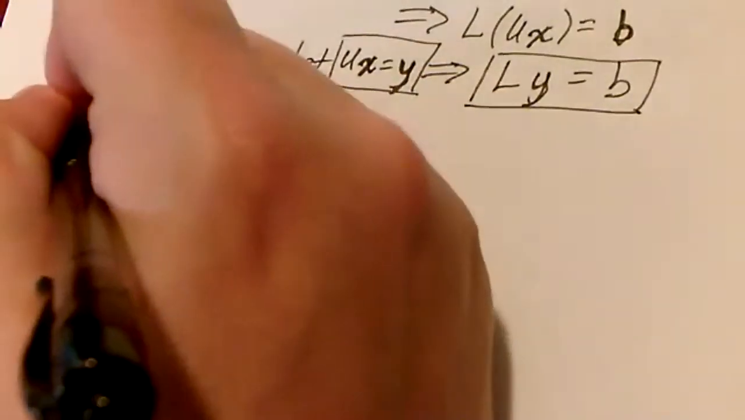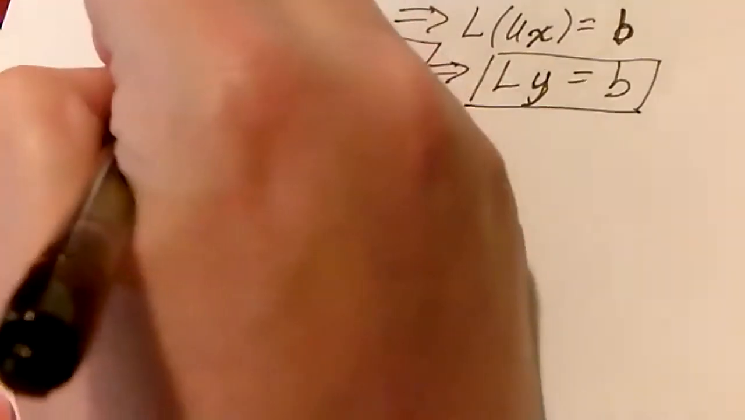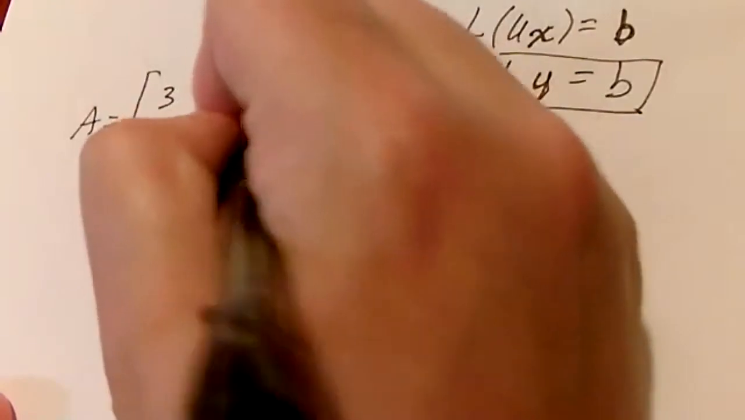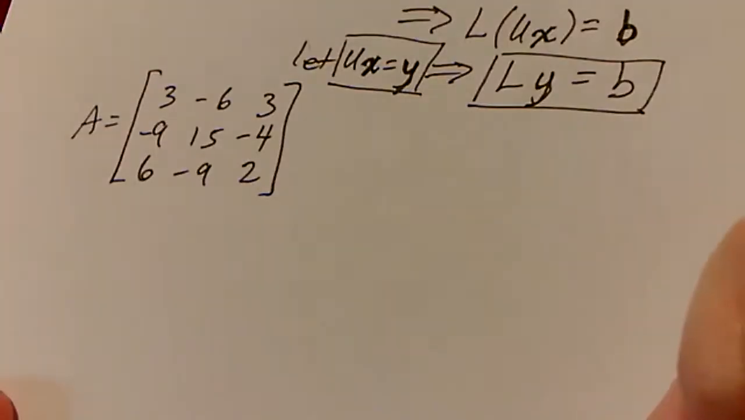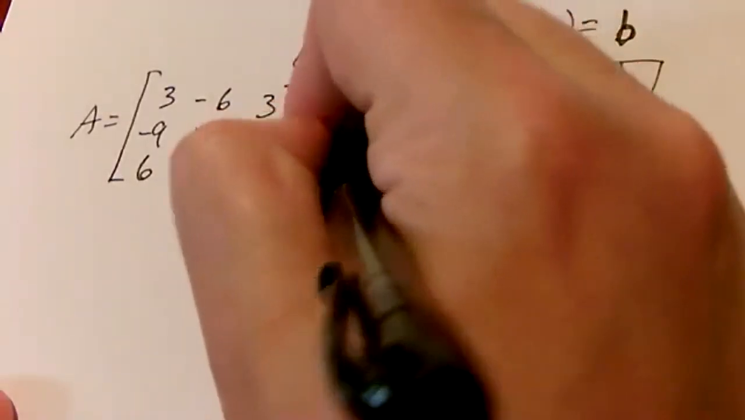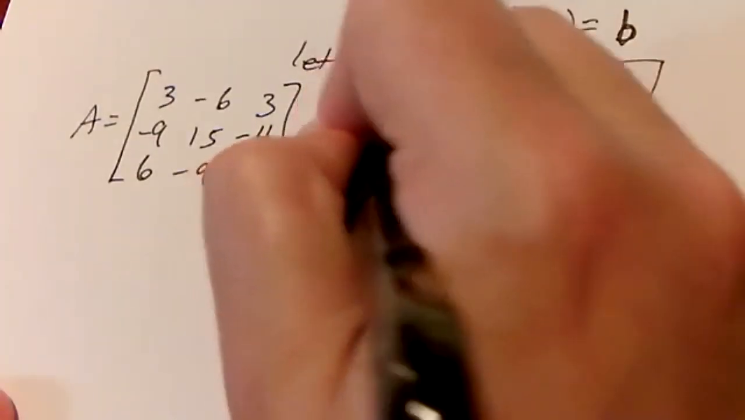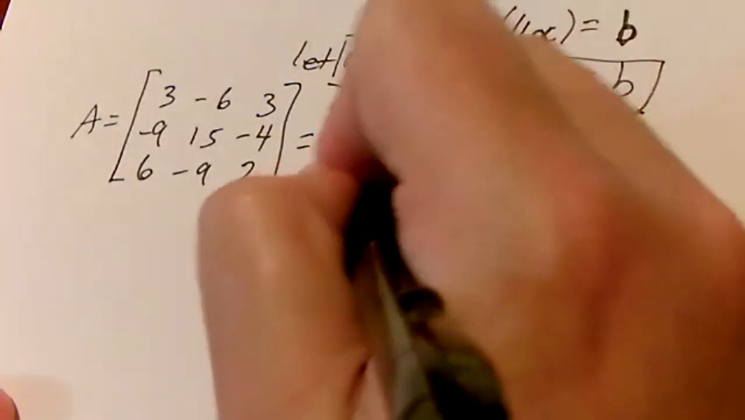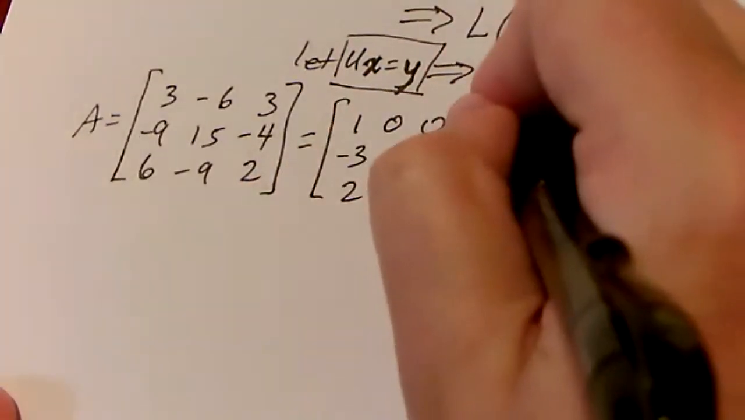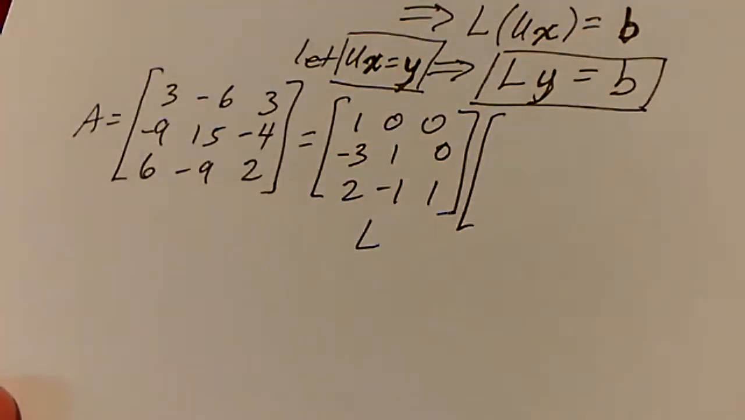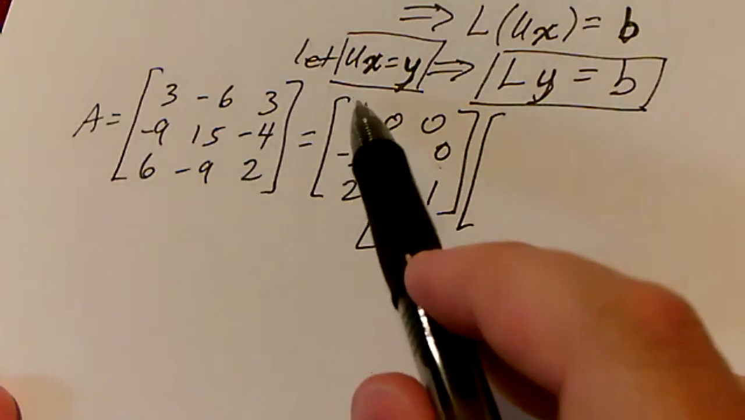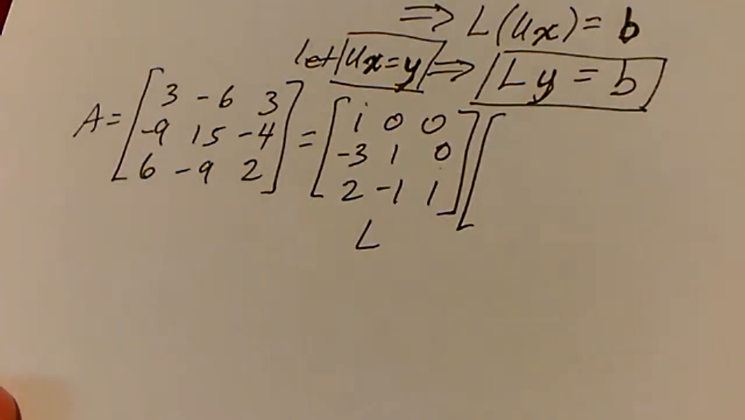So I'm going to have a matrix A. My matrix A is going to be a 3 by 3 matrix: 3, -6, 3 along the top row, -9, 15, -4 in the middle row, and then the bottom row 6, -9, and 2. And the book may give you the LU factorization. So 1, 0, 0 on the top row, -3, 1, 0 on the middle row, 2, -1, 1 on the bottom row. That is my matrix L. Notice it is lower triangular, because everything above the diagonal is 0.